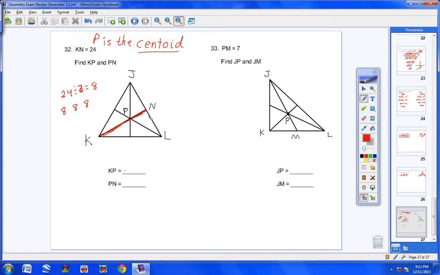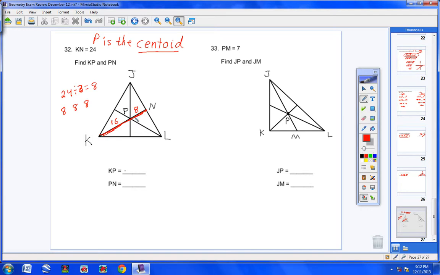24, so I'm going to divide it by 3. Do you always divide it by 3, Mr. Earhart? Always, always, always. Divide it by 3 and you get 8. Well, that means you have 8, 8, and 8. So that means this little segment here is 8, and this longer segment is twice as big, so that's going to be 16. There we go.